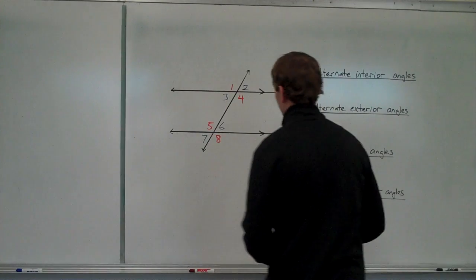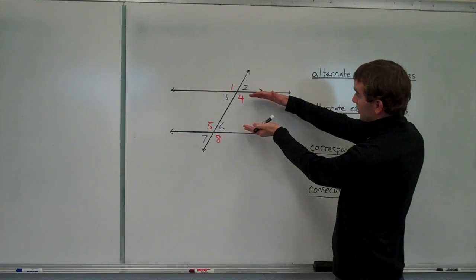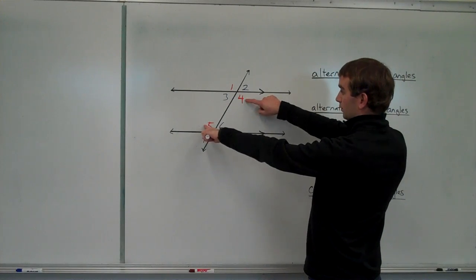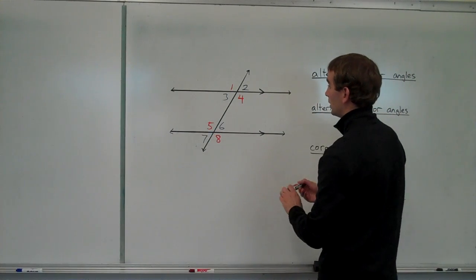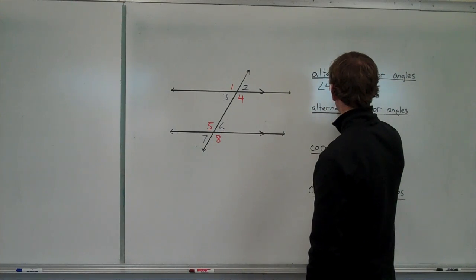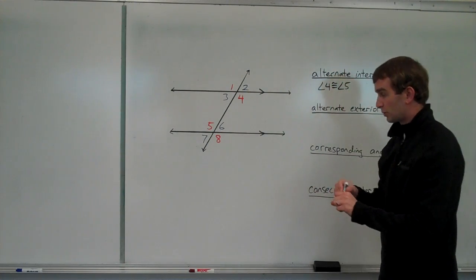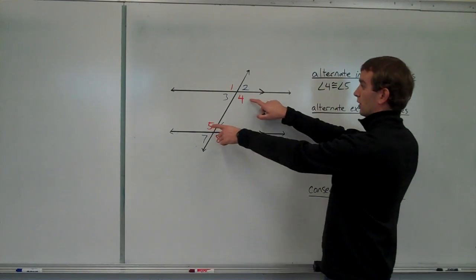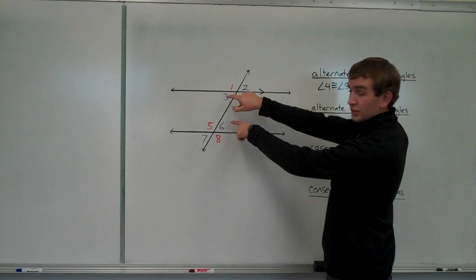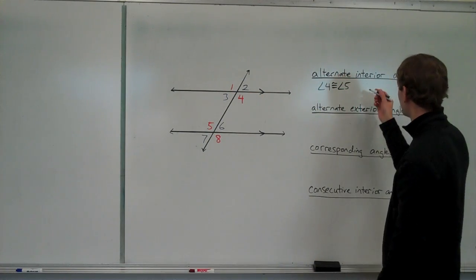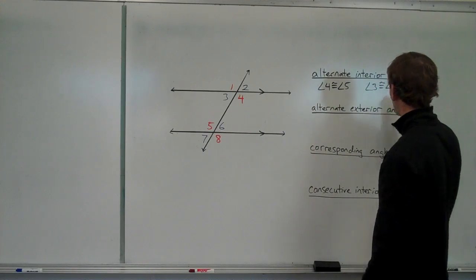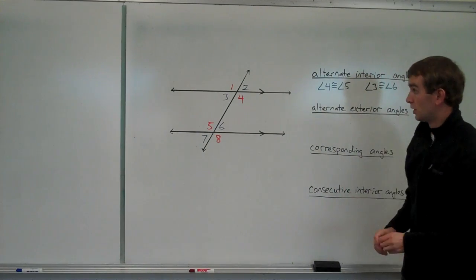Alternate interior angles are on the interior of the parallel lines, and they're on alternate sides of the transversal. So for example, angle 4 and angle 5. And the relationship there is that alternate interior angles are always congruent to each other. So 4 and 5 are congruent. 3 and 6 are also alternate interiors, and so they also have to be congruent to each other.